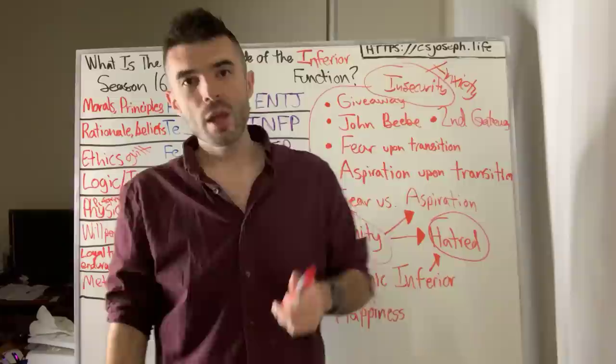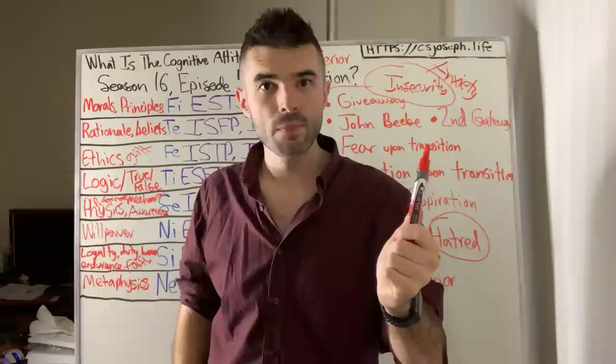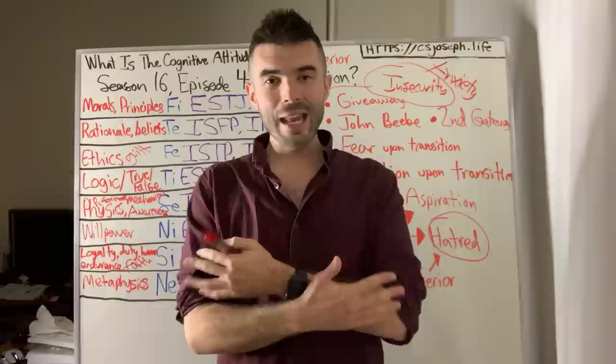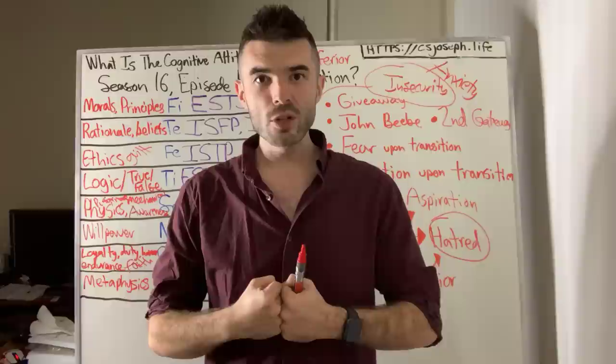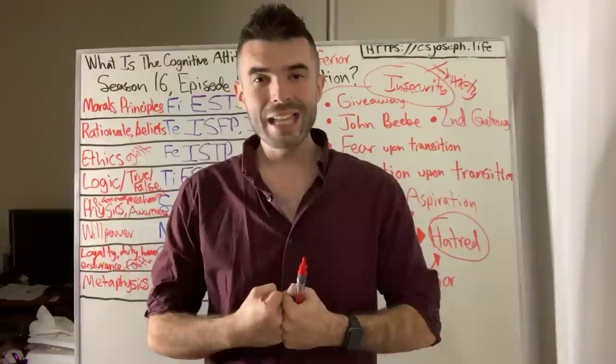The inferior function, the second gateway function, is the gateway into a person's happiness. It is the gateway into the subconscious, and it is through the subconscious that mankind can actually be happy for once. That is the source of happiness. You want to be happy? You need to develop your subconscious. And the only way to develop your subconscious is to develop your inferior function. Let go of your fear and instead turn it into aspiration.